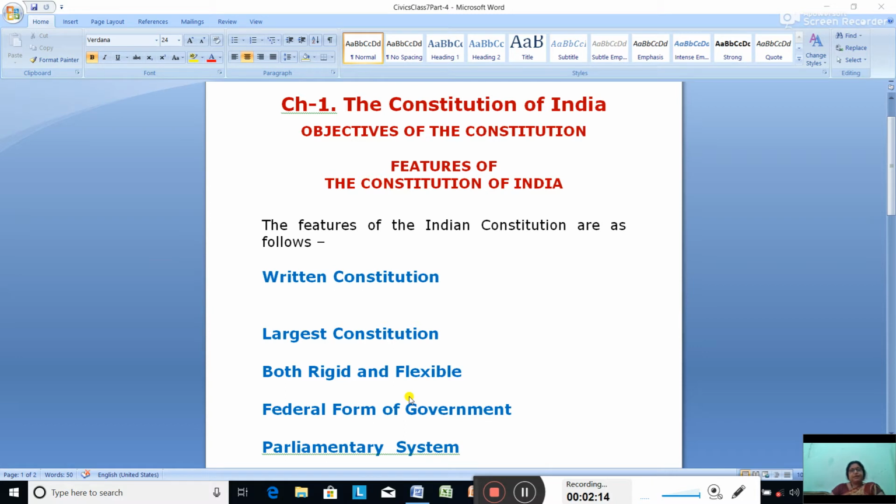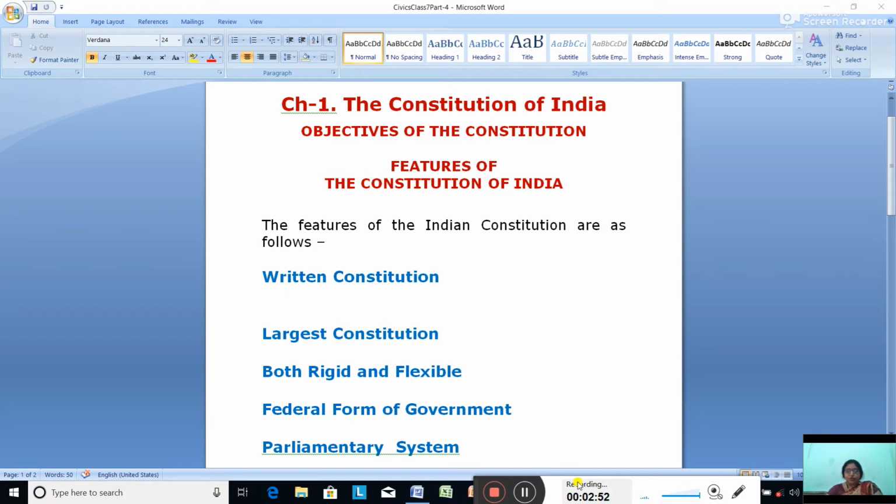The next is the largest constitution. The Indian constitution is the largest constitution. It is the lengthiest constitution in the world, because originally it had 395 articles and 8 schedules, and it was divided into many different parts originally.